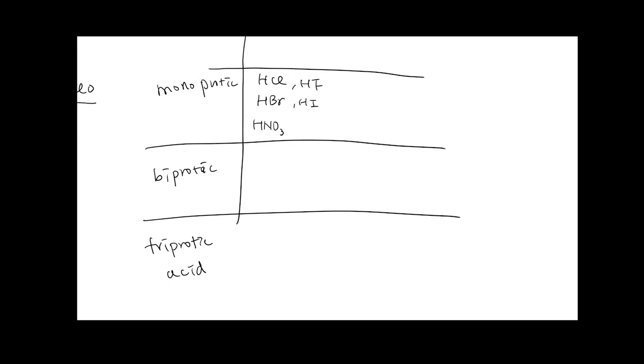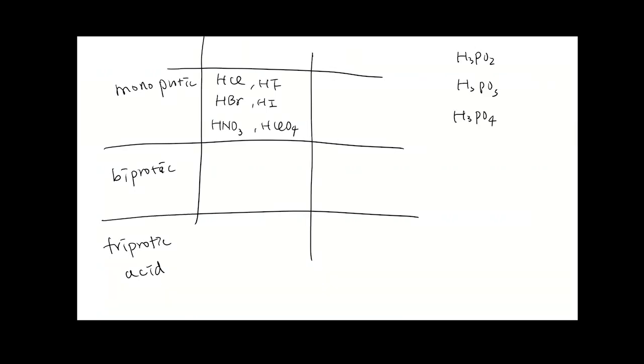How about HClO4? The simplest rule is that if the formula only contains 1 proton, it has to be monoprotic. So HClO4, monoprotic, okay? Those are the easy ones. What are the difficult ones? Let me ask you. I give you 3 different acids here. One of them is monoprotic. One of them is biprotic. One of them is triprotic.